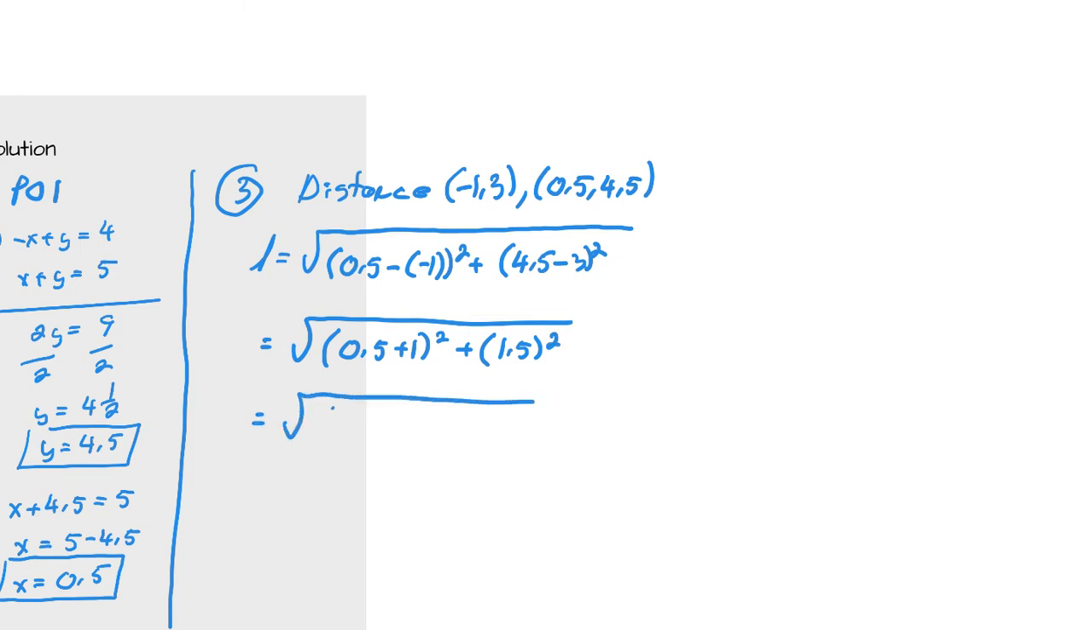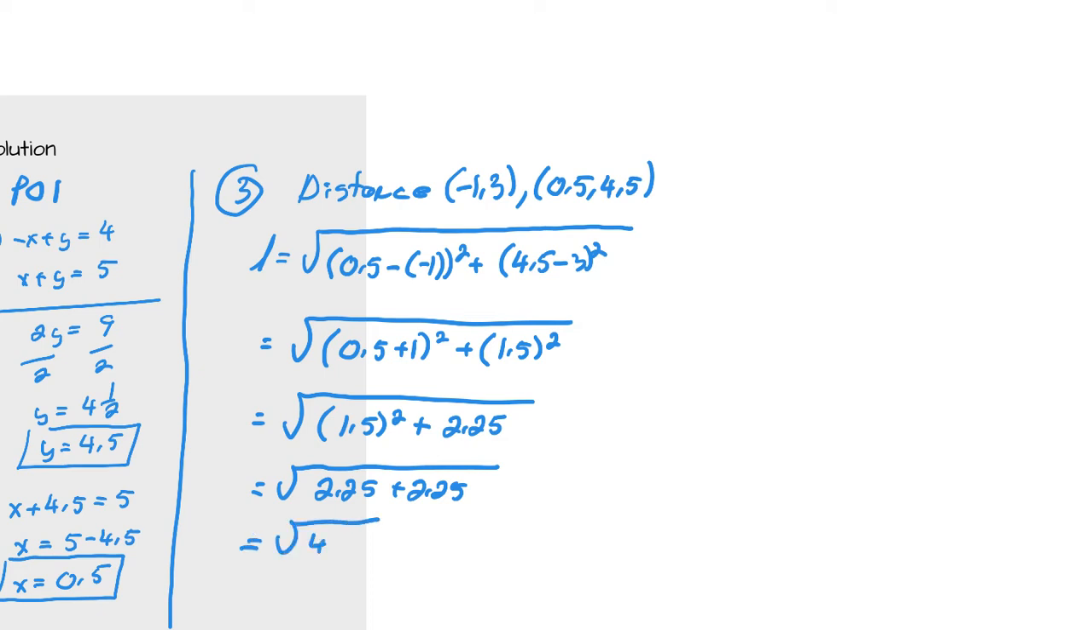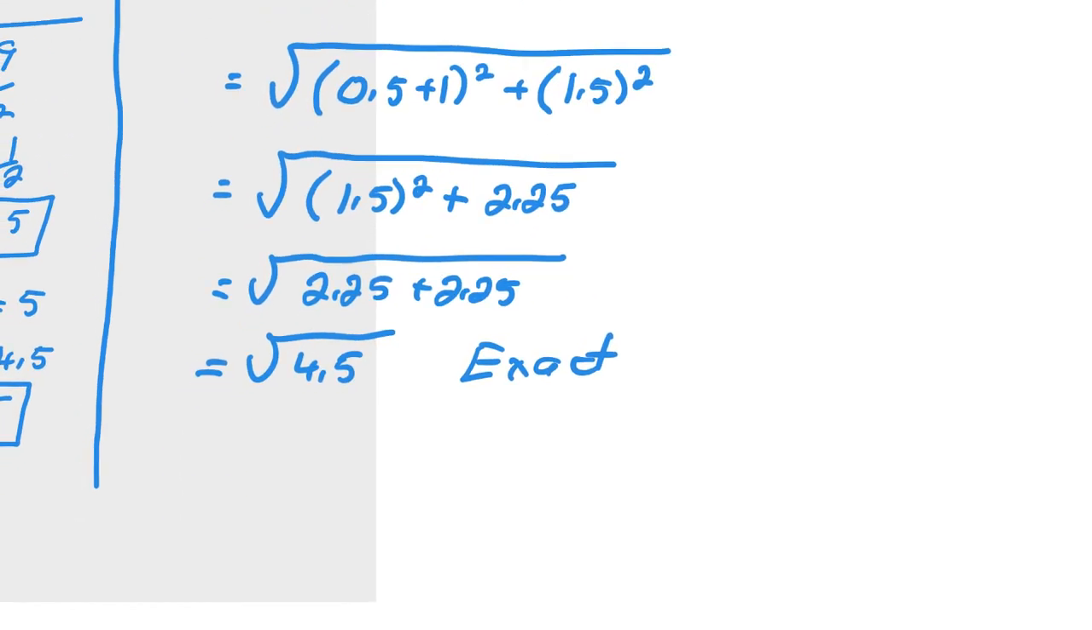Tidy up the left bracket, so that also is 1.5 squared. 1.5 squared is 2.25. So I need to write that again. So 2.25 plus 2.25 gives me a square root of 4.5. And there is your exact answer. If you want an approximate answer, square root it to the nearest tenth would be 2.1.